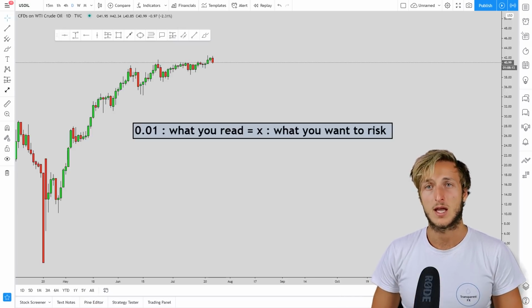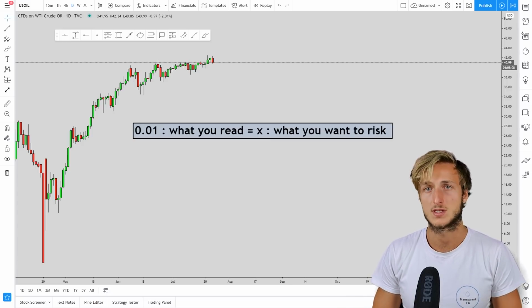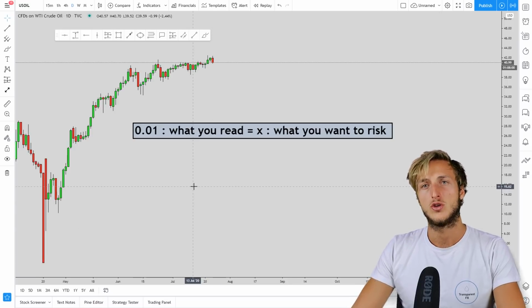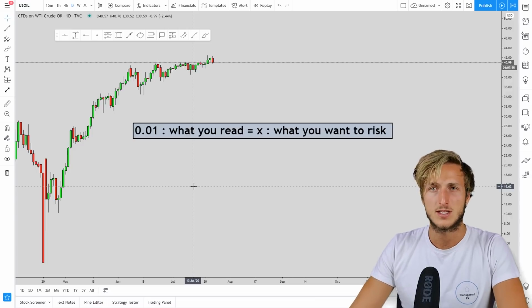However, sometimes those calculators will not work on certain instruments. And that is why you need a formula that you can use on any instrument. And this is basically how it works. You go on your trading terminal, okay? Let's say you use MetaTrader 4, doesn't really matter.